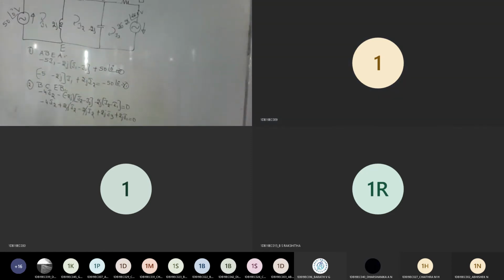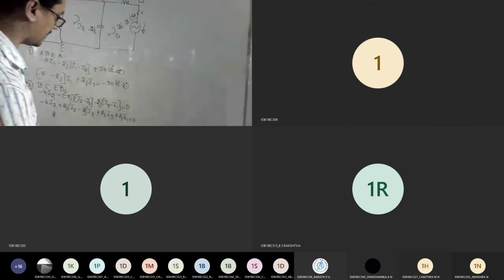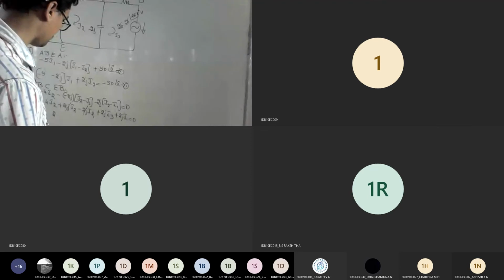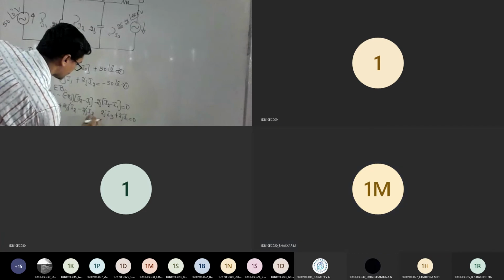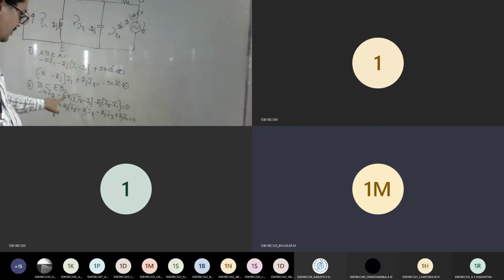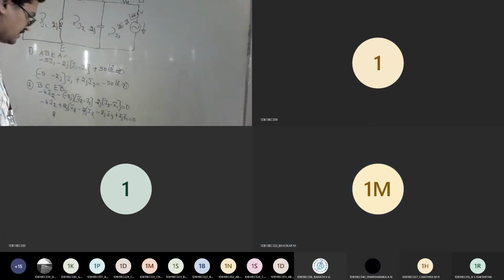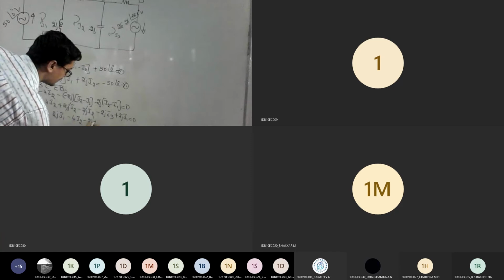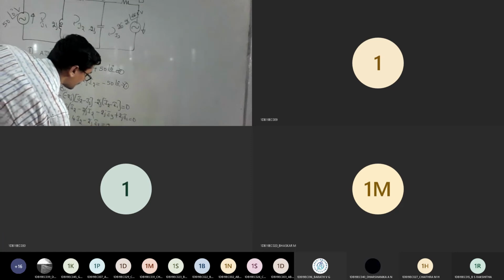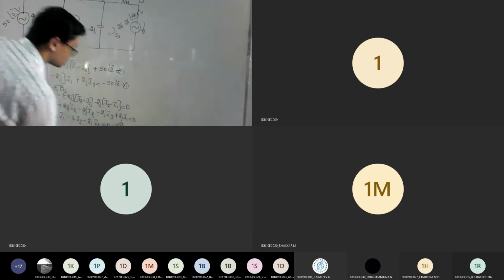So I can take the things common here. If you write here minus 2j I3, minus 2j I3. So 2j I1, then minus 4 I2, then minus 2j I3. That's all. Is it equation number 2?